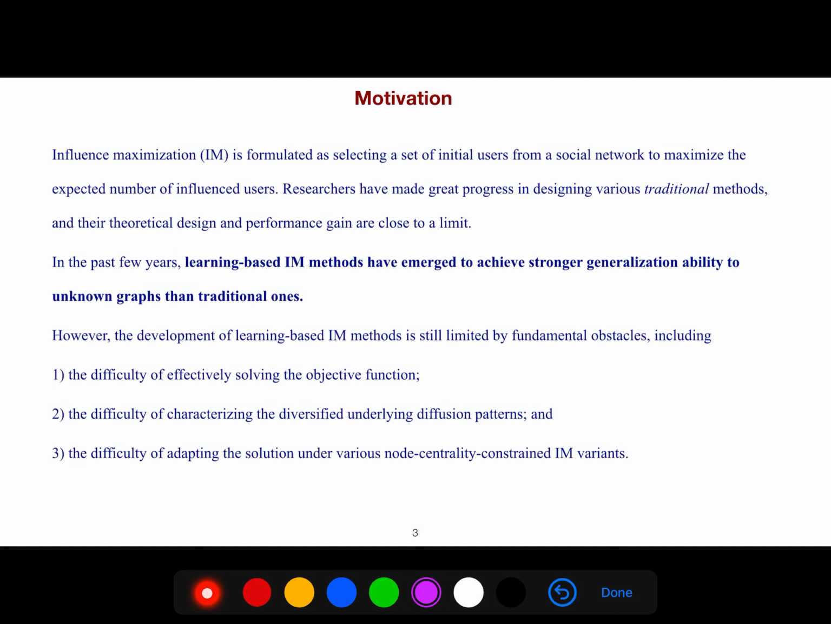than traditional ones. However, the development of learning-based IM methods is still limited by fundamental obstacles, including the difficulty of effectively solving the objective function, the difficulty of characterizing the diversified underlying diffusion patterns, and the difficulty of adapting the solution under various node centrality constraint IM variants.